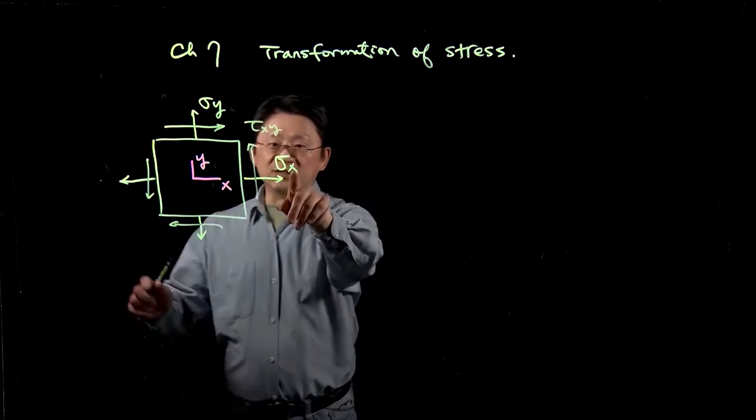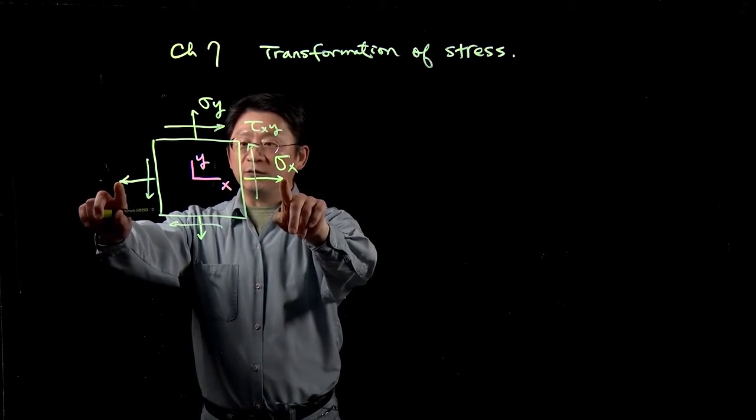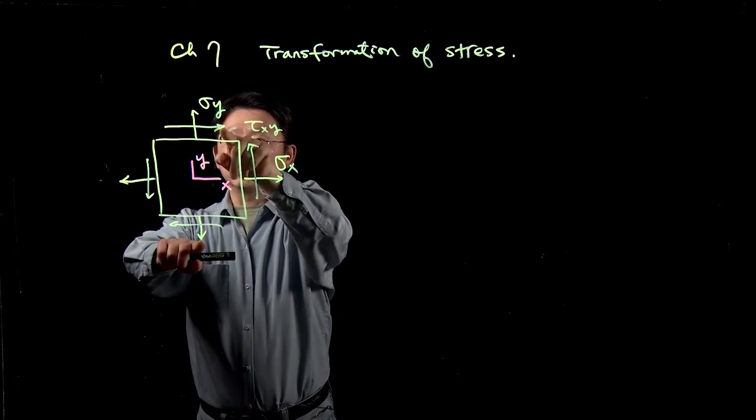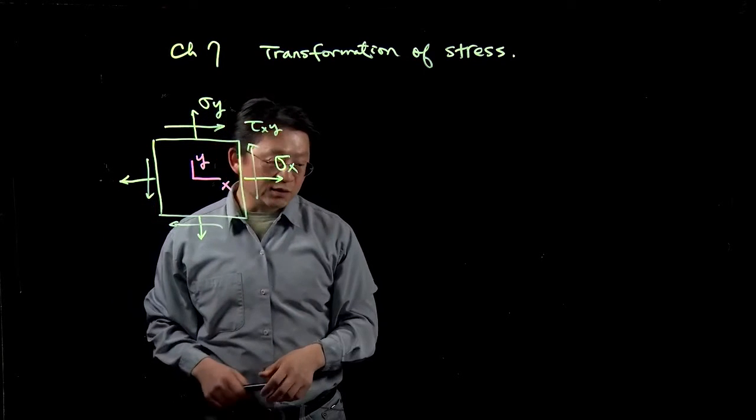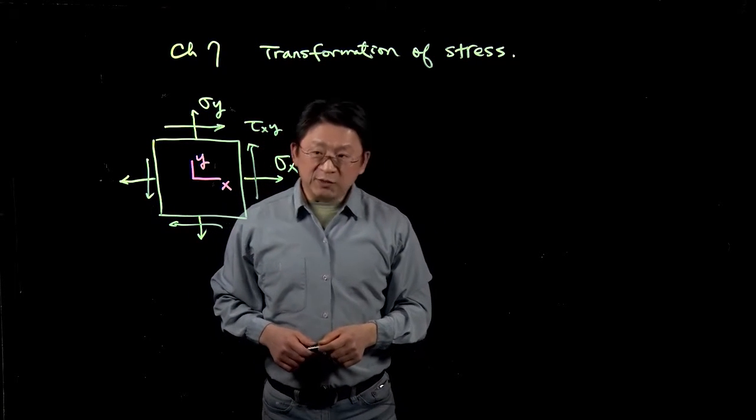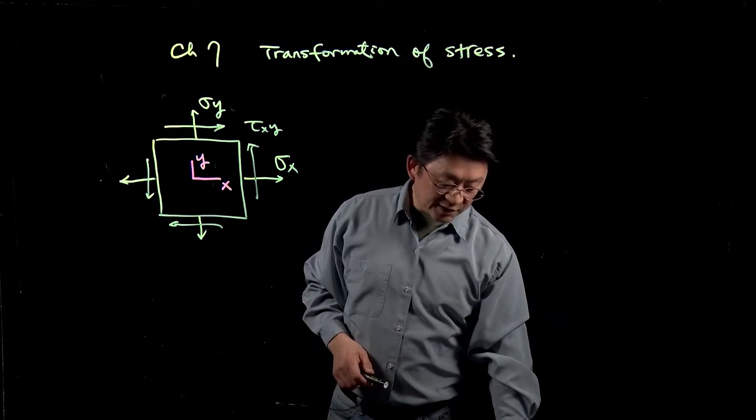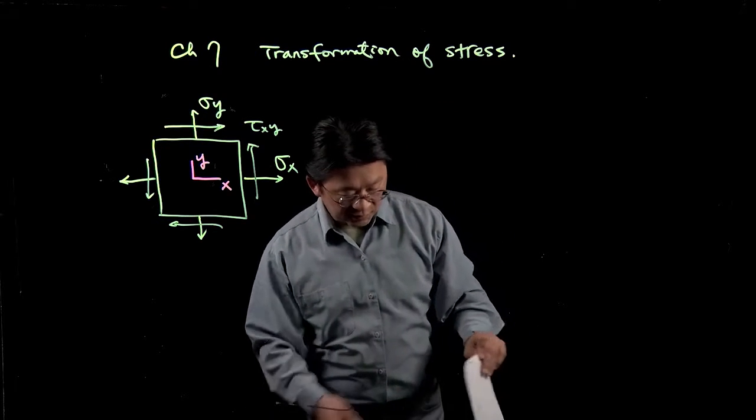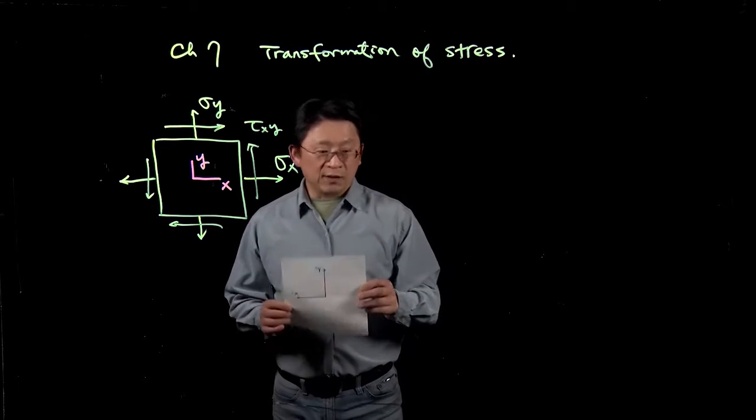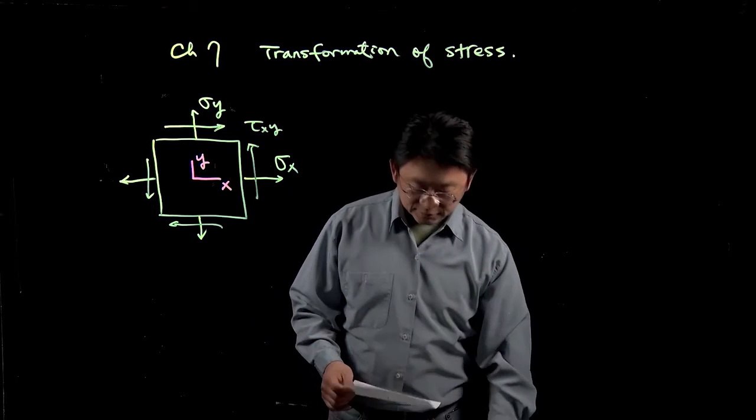So basically the sigma x, this amount should be equal to this one. Sigma y, this amount equal to this one. And in shear stress, the four amounts must be in equilibrium. So that is a given situation. And the transformation of the stress is this. And here I have a little aid for this.